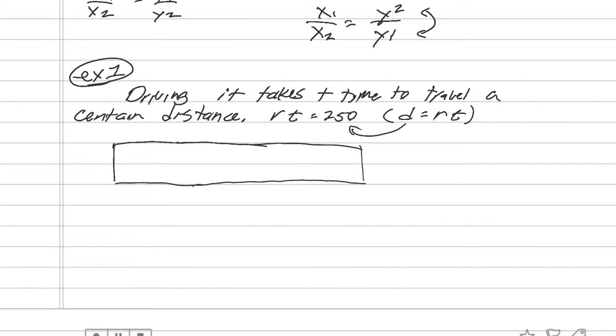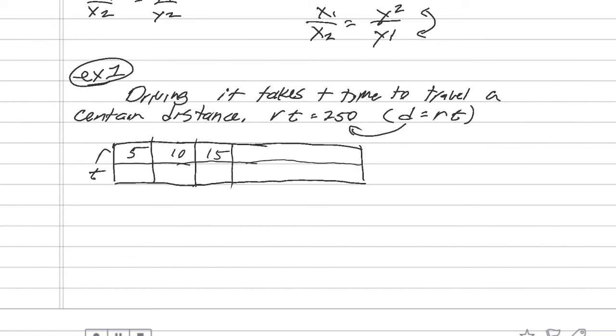I'm just going to set this up as a horizontal table. We know that rt equals 250, so let's call this my rate, and let's call this my time in hours. Let's just fill in some of the gaps here: 5, 10, 15. We don't necessarily have to have all the r values, but we know that we can solve for the t value by simply plugging in the r value.